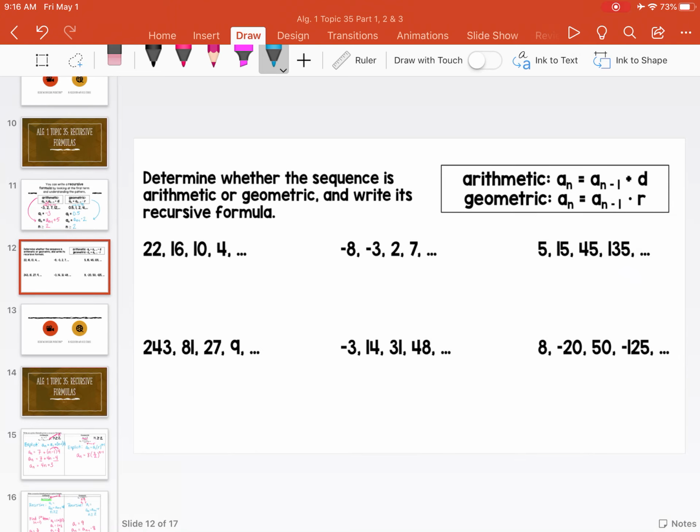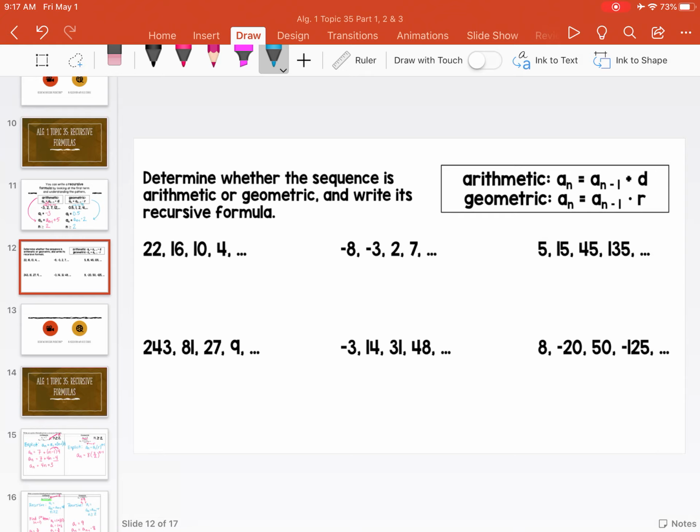Moving to the next part of our foldable, this is on the inside of that bottom flap. We have to do two things. We have to determine whether the sequence is arithmetic or geometric, and then also write the recursive formula. So on the first two examples we just did, it was given if it was arithmetic or geometric. But now we have to think back to identifying either the common difference or the common ratio in order to determine if it's arithmetic or geometric.